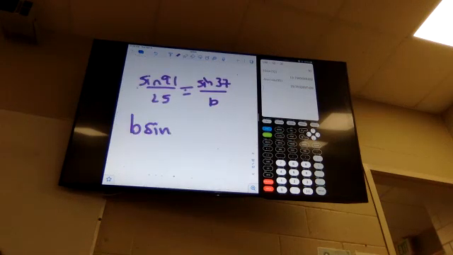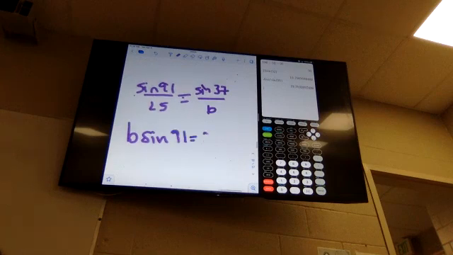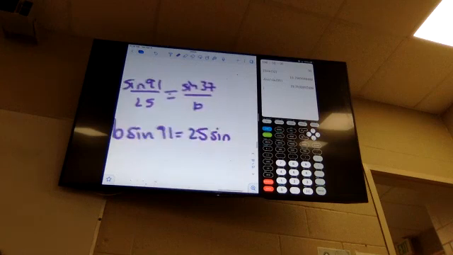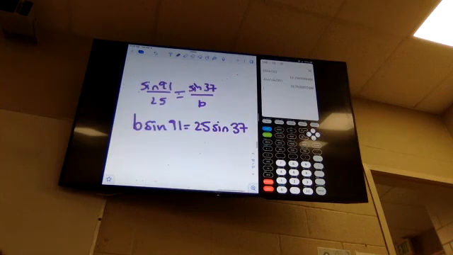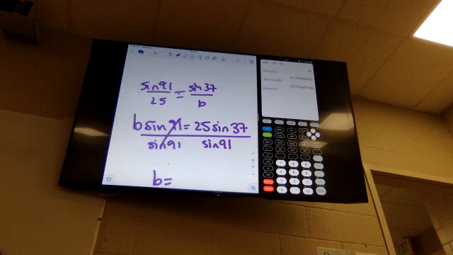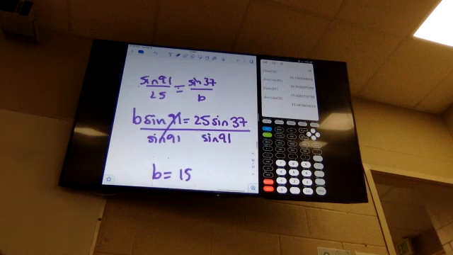Does not matter, still cross multiply, still solve. B sine of 91 equals 25 sine of 37. Divide by sine 91. B equals 25 sine 37 divided by sine 91. 15.0. All right, 15 is good.